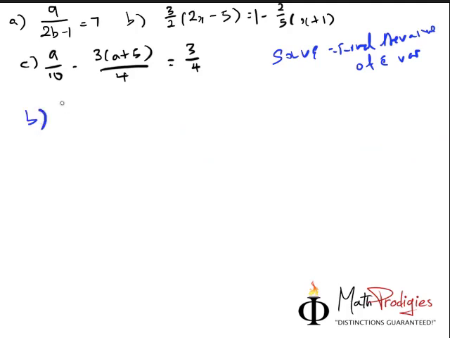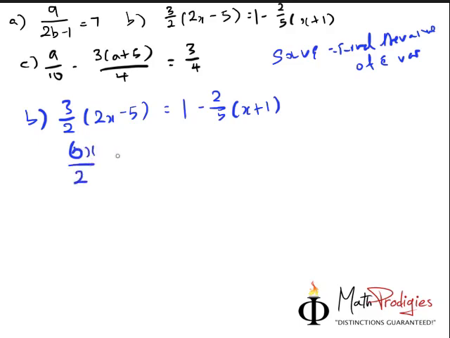Okay, so for part B, it's a similar concept. Well, not really a similar concept. First off, you have to open the brackets out first. So what do you get? You get 3 over 2 times 2x minus 5. 3 over 2 times 2x gives you what? Gives you 6x over 2. In other words, you can cancel this, you can cancel this. So you get 3 times 2 is 6x over 2, minus 5 times 3 over 2 gives you what? 15 over 2.